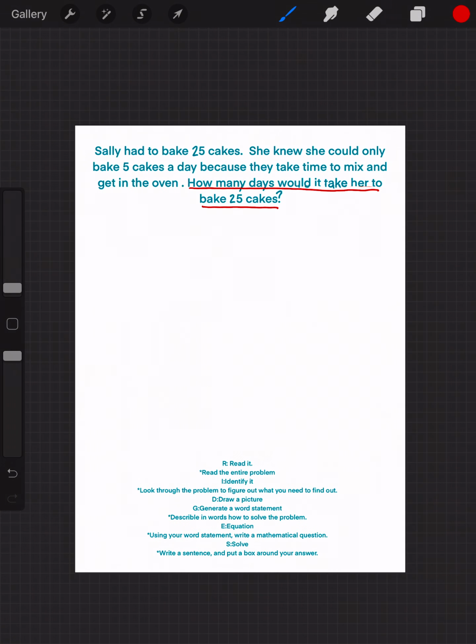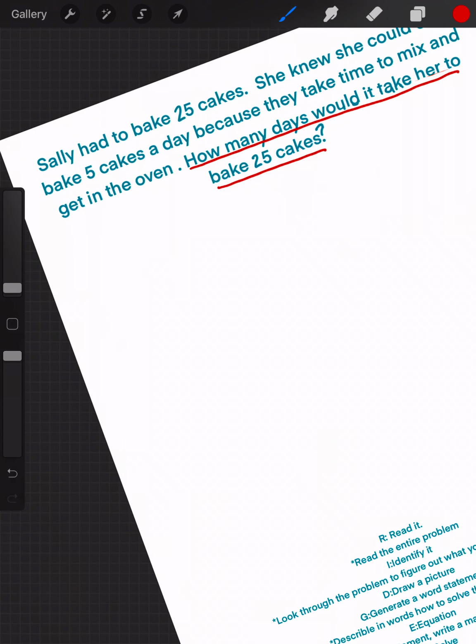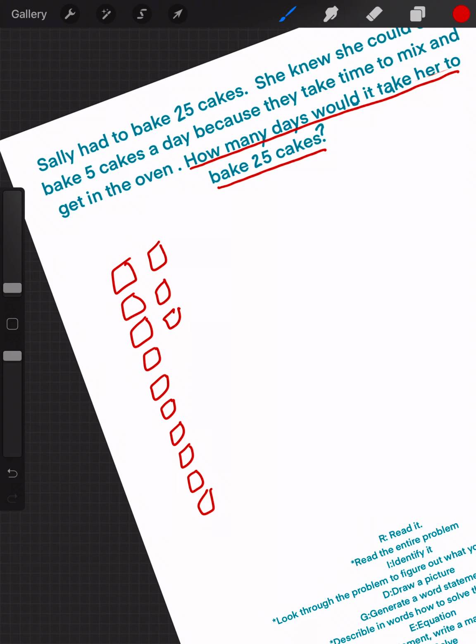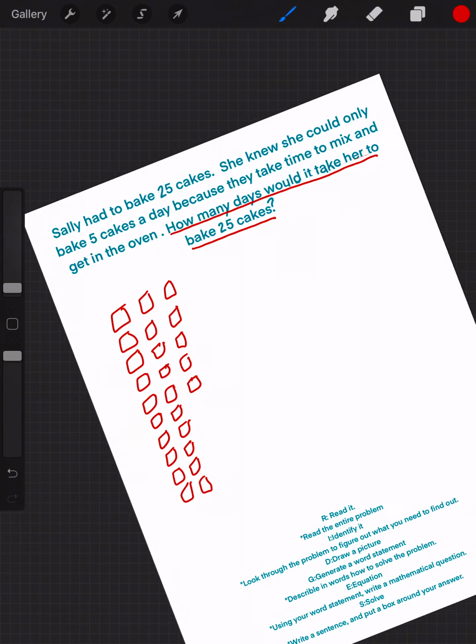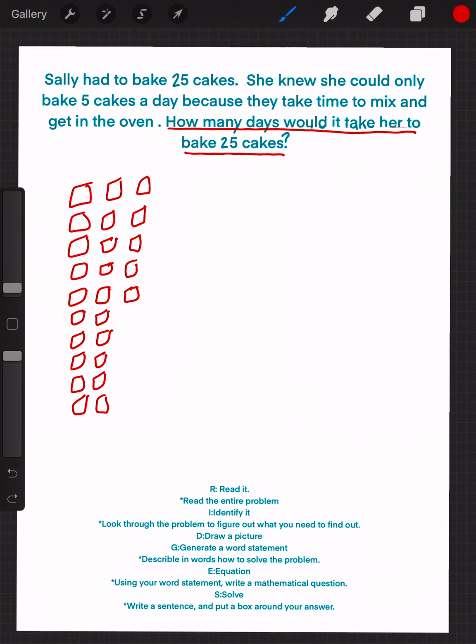The next step is D, draw a picture. So I am going to draw 25 cakes. I'm going to use squares to represent these cakes. Okay. So now we have our 25 cakes drawn.